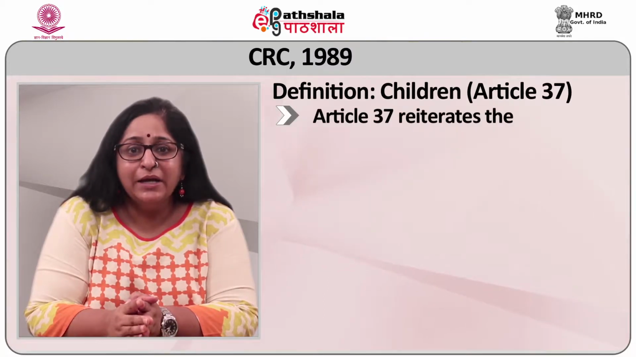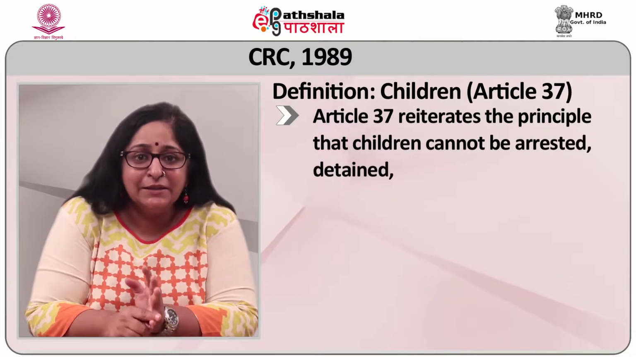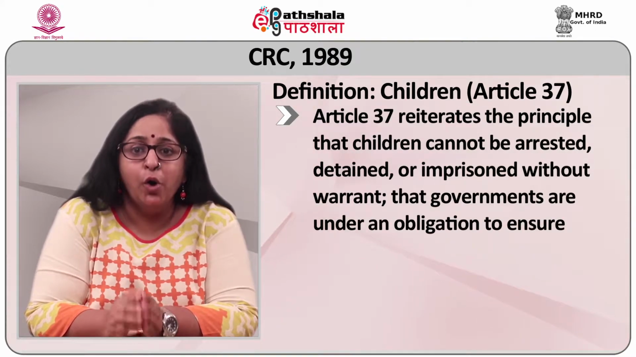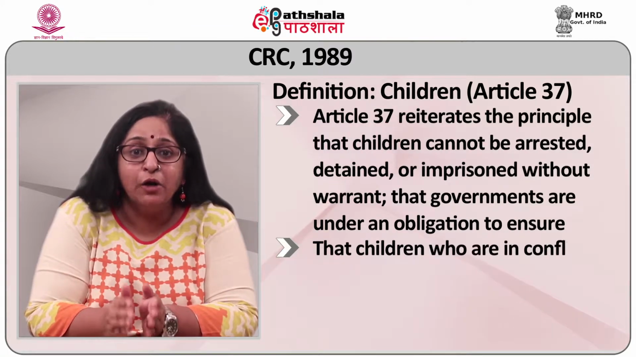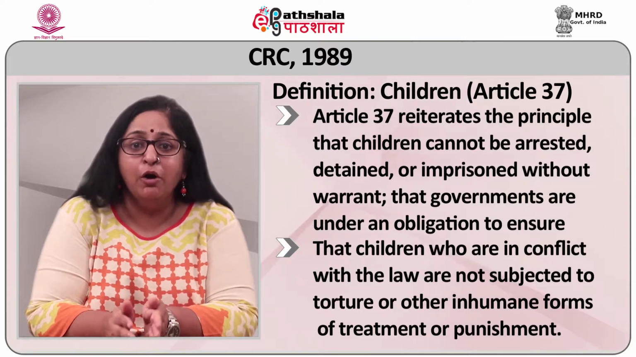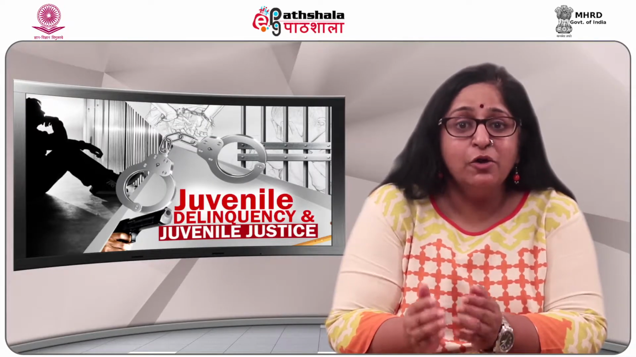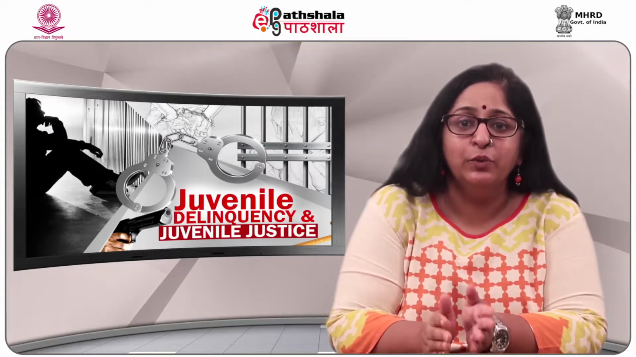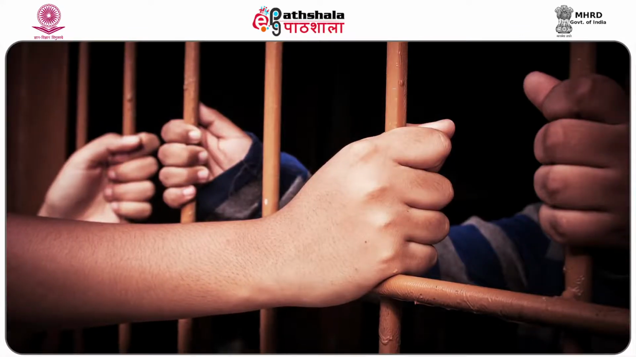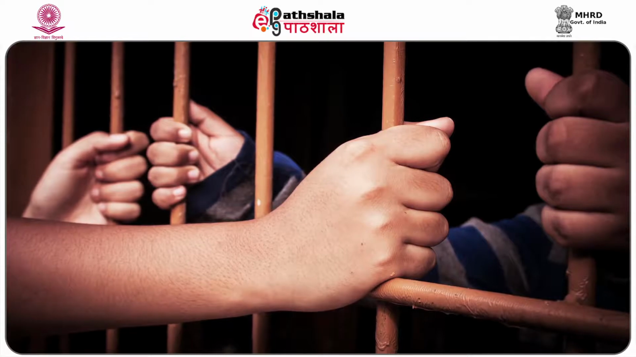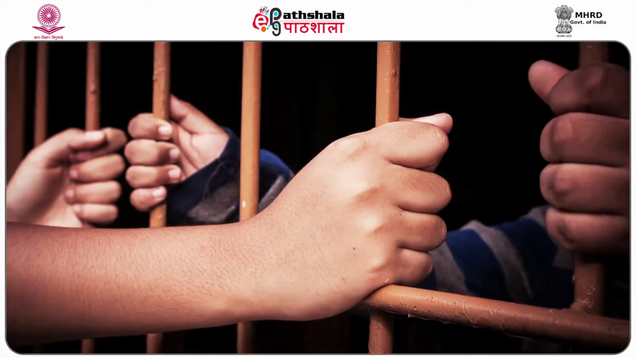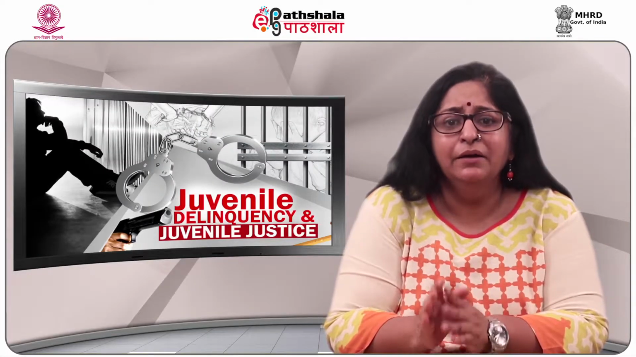Article 37 reiterates the principle that children cannot be arrested, detained, or imprisoned without warrant, that governments are under an obligation to ensure that children who are in conflict with the law are not subjected to torture or other inhumane forms of treatment or punishment. This particular article also emphasizes the need to segregate children in conflict with the law from adult offenders when both of them are institutionalized. Other basic rights such as the right to remain in contact with their families, the right to have a lawyer, the right to appeal their stay in prison, these are also stated in Article 37.